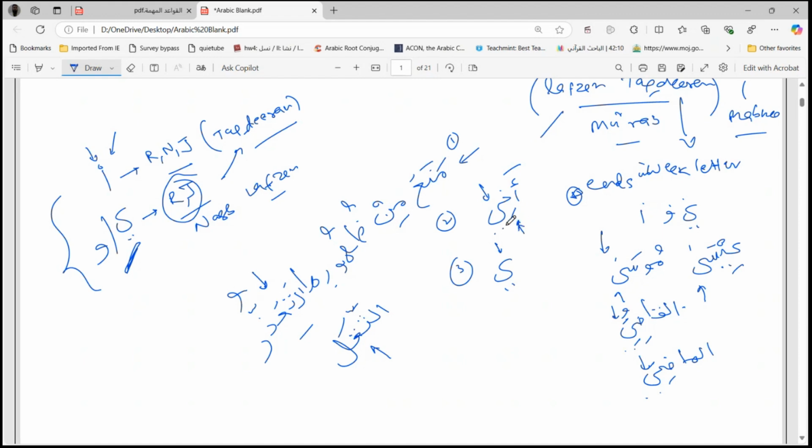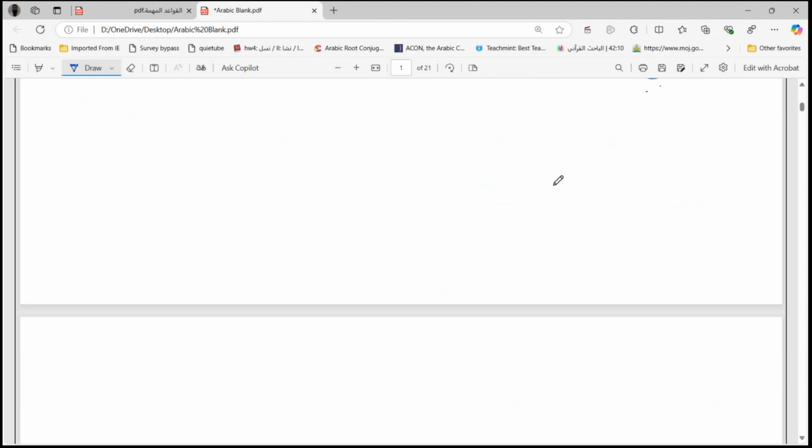So always this ya pulls every harka. If it is dhamma, it pulls it to kasra. If it is fatha, it again pulls it to kasra. Why? Because this is the harka compatible with the ya. This is the reason they say it that way, but don't worry, this is just to give you an overview of what we are doing. So we are done with the taqdeer-i-i'rab as well.